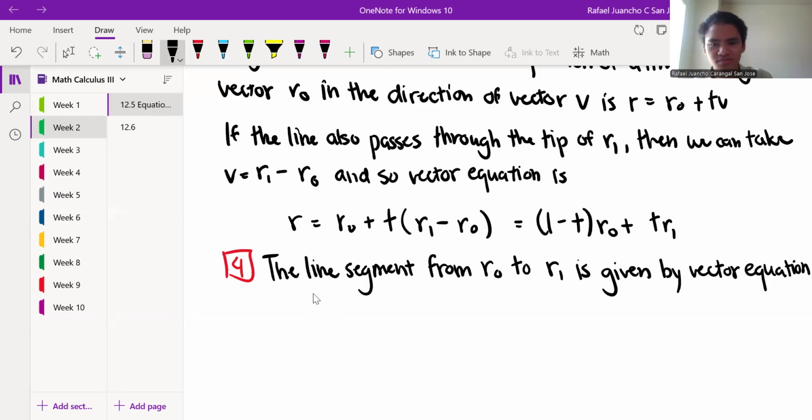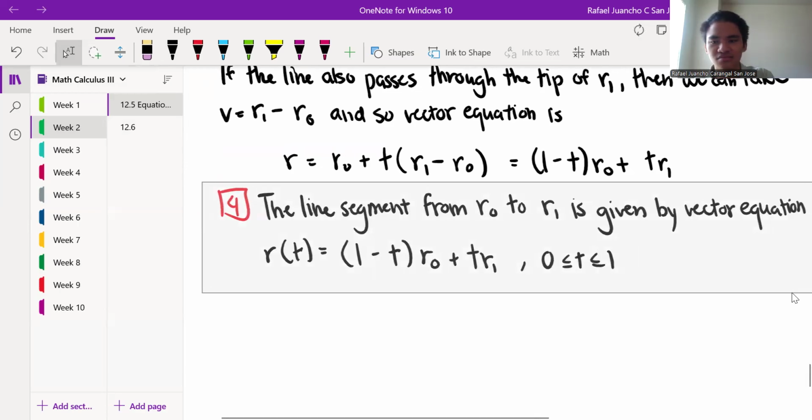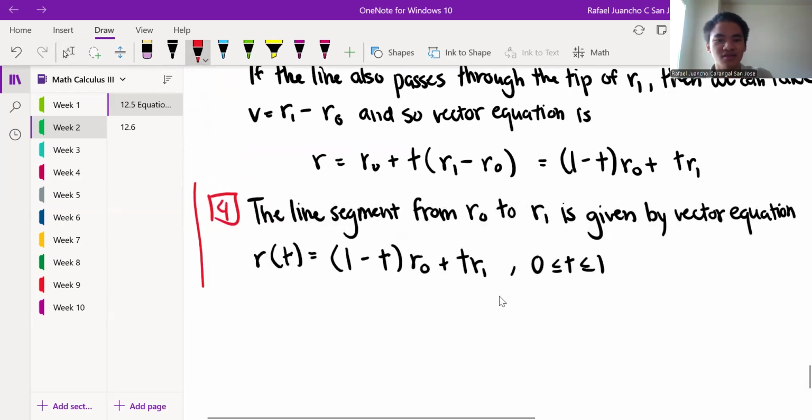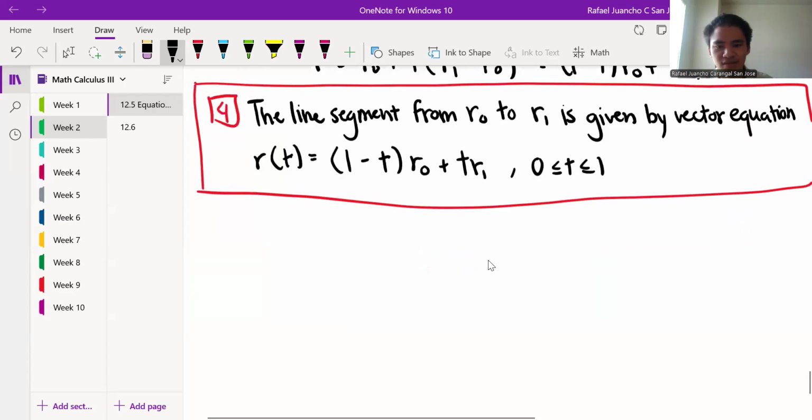So we have R as a function of t here. Been a while since I've done functions again. R of t is what? 1 minus t R0, I believe, plus t R1. And we have a condition that t is in between 0 and 1 inclusive. So that's the thing. Visually, I'm a visual person, so probably need more exercises or visuals to go with this. When I go through some exercises, I'll probably get this. Hopefully.